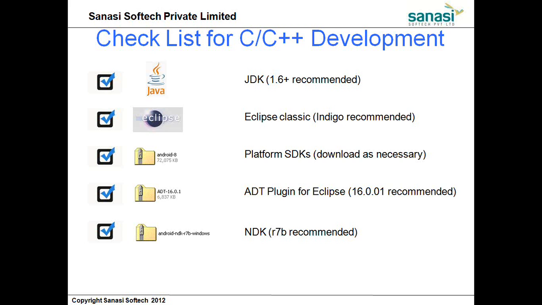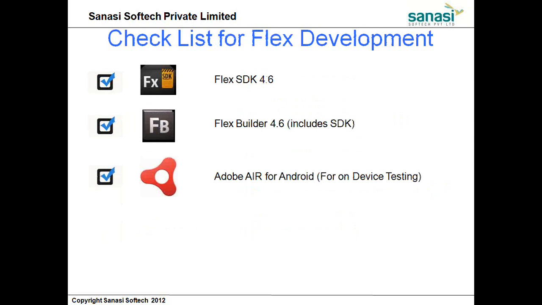So let's move on to the final checklist, and this is a completely different setup, for developing applications in Flash using the Adobe Flex SDK. The checklist in this case is going to be 3 items. You'll have to get hold of the 4.6 version SDK of Flex, and you'll have to use the Flex Builder, which is in fact a product from Adobe. And finally, you will have to make sure that you have installed the Adobe Air runtime. It's called the Adobe Air runtime for Android. You can get this obviously on Android market.